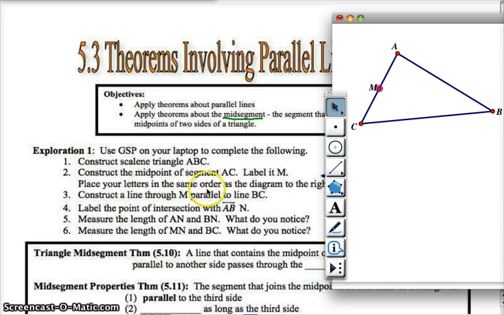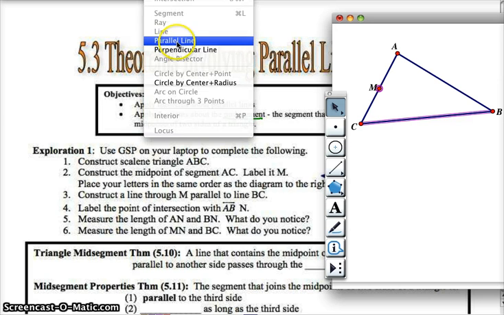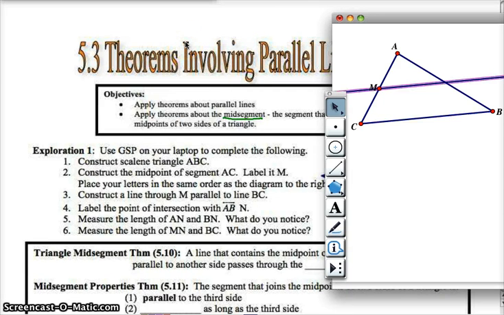Okay, so then it says place your letters in the same order as the diagram. We've been doing that. Construct a line through M parallel to BC. So we want to have a line go through point M, but we want it parallel to BC. So you select the point that you want the line to go through. You select a segment that you want the line to be parallel to, and then you go up to your construct and you choose the parallel line, and it should make a line go through point M that is parallel to BC. Then it says label the point of intersection with AB, point N.